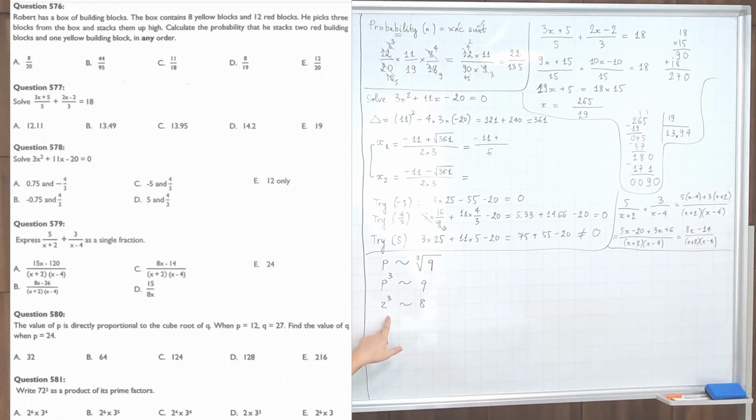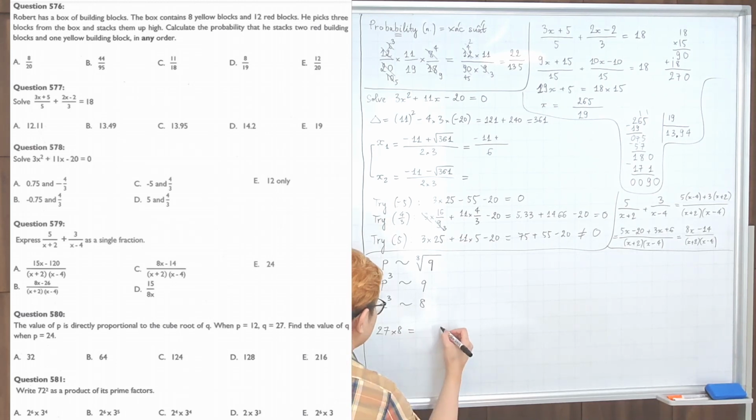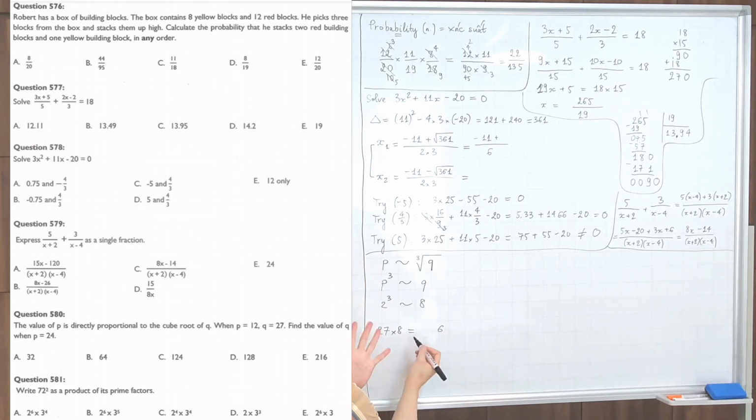Nếu mà cái này nó tăng 2 lần đi, mà mũ 3 lên thì nó sẽ là q nó sẽ tăng 8 lần. Q tăng 8 lần, tức là cái q 27 nhân 8 bằng. So q will be 27 times 8. So 216, 16 plus 5 is 21, right? The answer is E. Okay, this is a way to do it.